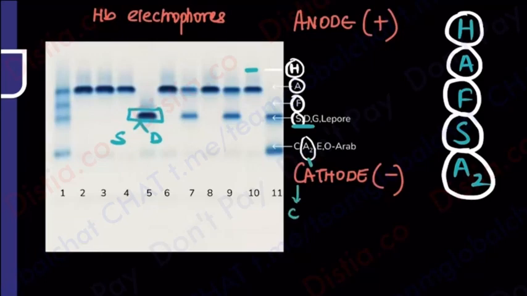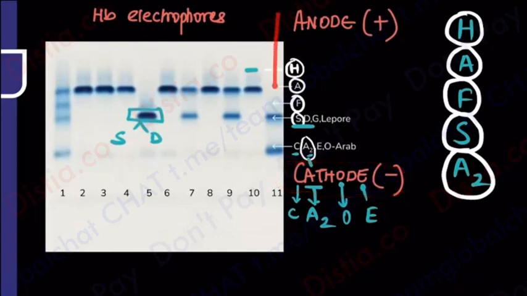Cathode has a C, so hemoglobin C is present near the cathode. AT, so I've learnt it as A2. A2 is present near the cathode. Then we have E, O, Arab. So O, Arab is present near the cathode, and E is also present near the cathode. Remembered? So the mnemonic is CATHODE. C for hemoglobin C, AT for A2, hemoglobin O, hemoglobin E. All of them are going to be present near the cathode.